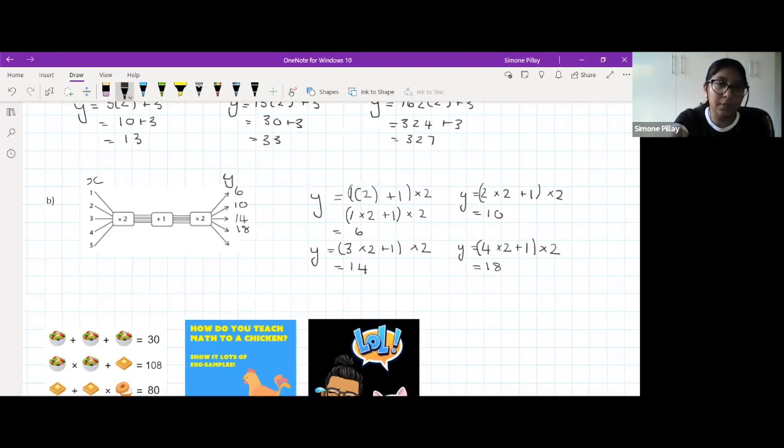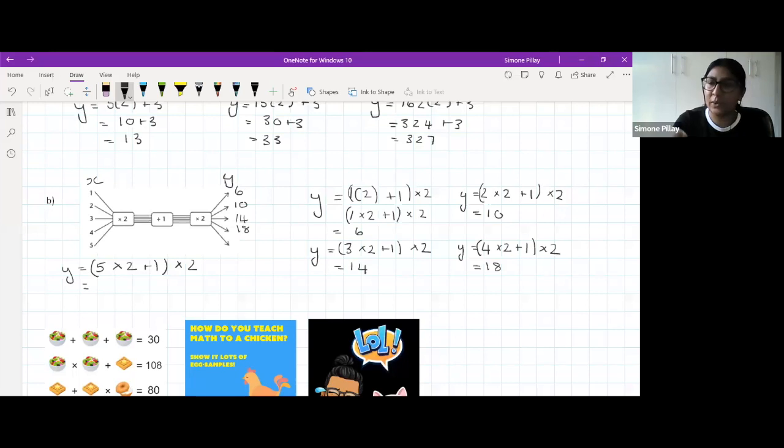What is my last number? My last number is 5. So what am I doing? I'm taking 5. I'm applying my rule. 5 was my input. It was my x value. I'm taking my input and applying my rule. So what does my rule tell me? I need to multiply it by 2. Then I need to plus 1. And once I've done all of that, I'm multiplying that whole thing by 2 again.